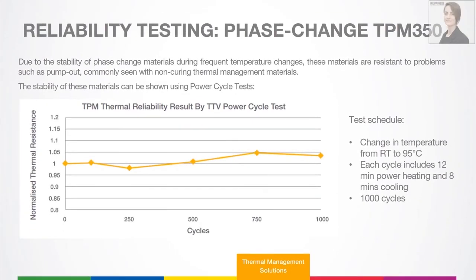This is demonstrated by power cycle testing. So the phase change materials have been tested when you power on and off a device continuously. Here it's up to 1,000 cycles. And you're also looking at a change in temperature as a result of powering on and off. This graph shows you normalised thermal resistance. So 1 is the stable line of what it was like when it started. And you're getting a change of only up to 1.05 over the whole 1,000 cycles. So it's very minimal change in thermal resistance over this test. That shows the true stability of these phase change materials.